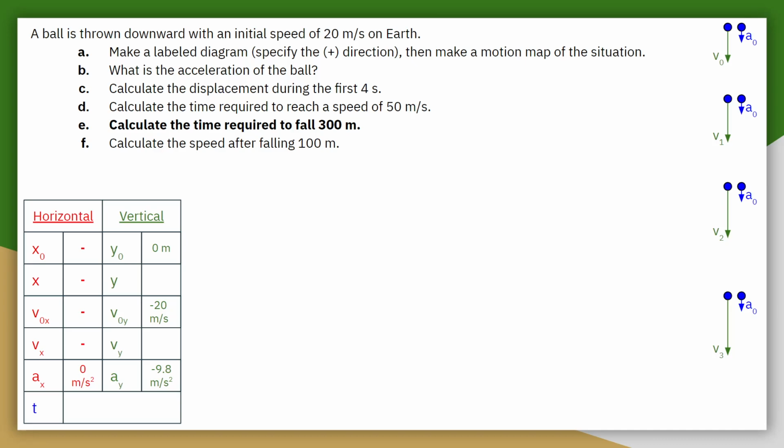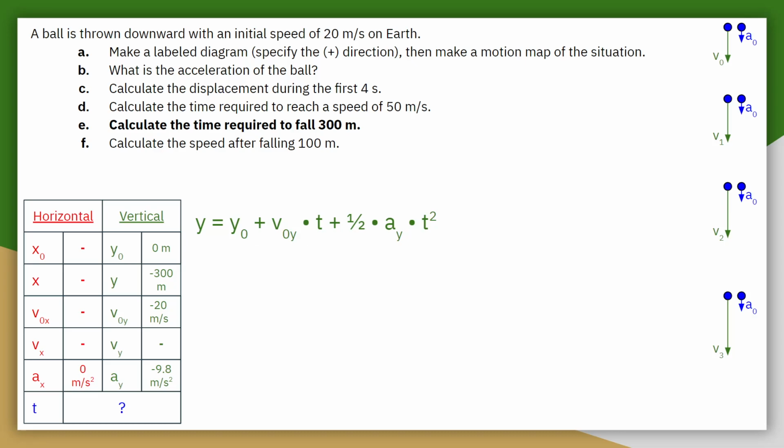For part E, where we're calculating the time required to fall 300 meters, we still have that same starting vertical position of 0 meters, starting vertical velocity of negative 20 meters per second, and acceleration of negative 9.8 meters per second squared. Here we know the final position is 300 meters below where we started. So if I start off at a reference level of 0, my final position would be negative 300 meters. We don't know the final velocity, nor are we solving for it. What we are solving for is time.